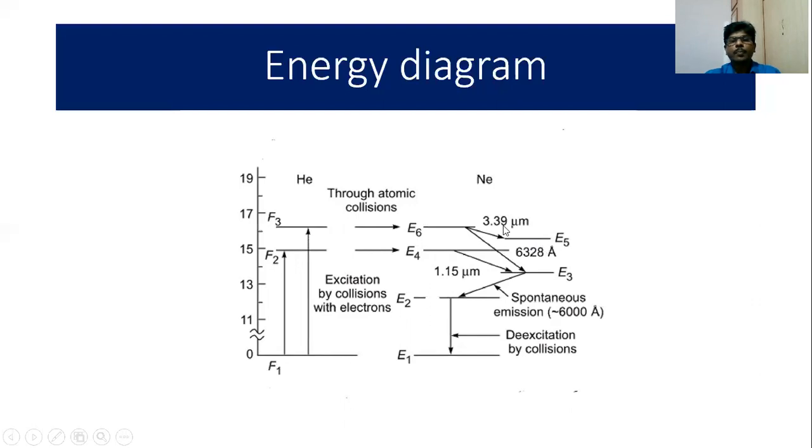You can see there are different transitions. From E6 to E5 we have 3.39 micrometer. From E6 to E3 we have 6328 angstroms, and likewise from E4 to E3 we have 1.15 micrometer. There are three prominent wavelengths present, but we are interested only in the wavelength 6328 angstroms. So we will see how to eliminate the wavelengths 3.39 and 1.15.